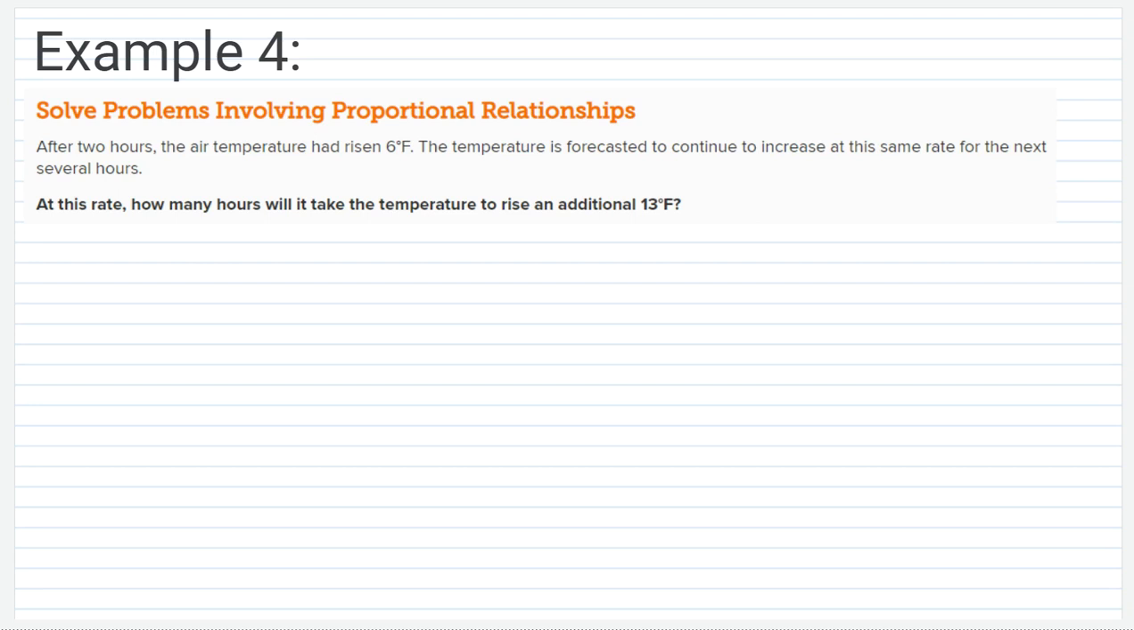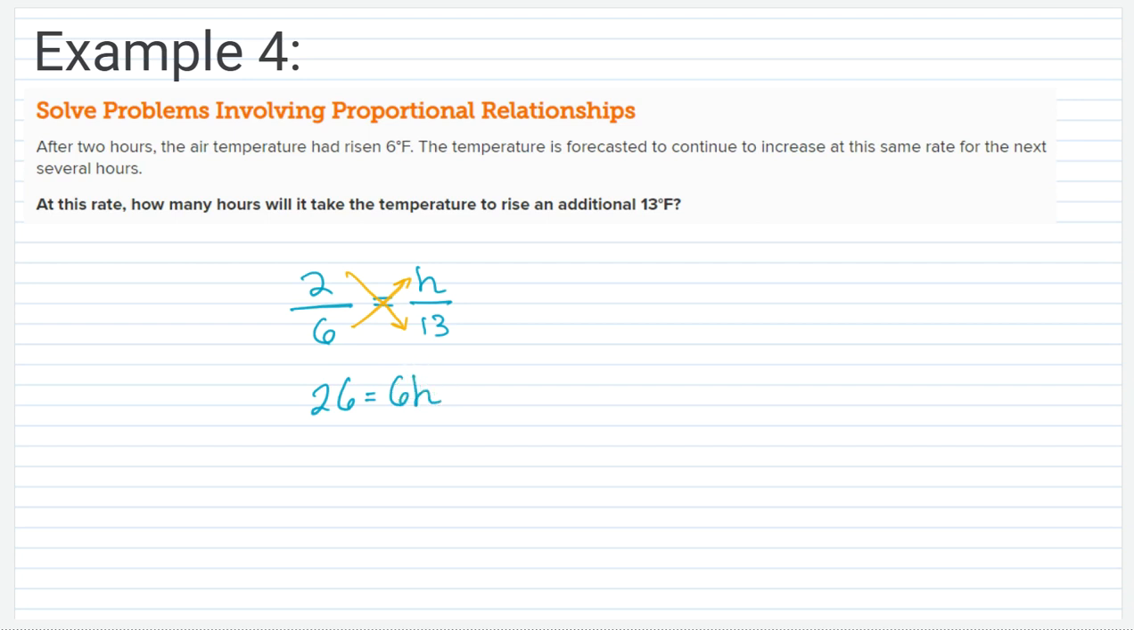So in the problem, it tells us that after 2 hours, the temperature had risen 6 degrees. So we can put time over the temperature change equals to the time, which is an hour. So I'm going to use H for the number of hours, over, again, the temperature change, which is now an additional 13 degrees Fahrenheit. After I've set up my proportion, we're going to do our cross products. So we're going to do 2 times 13 and 6 times H. 2 times 13 is 26. And that's going to equal 6 times H, which is just 6H.